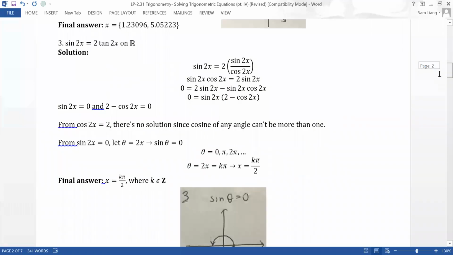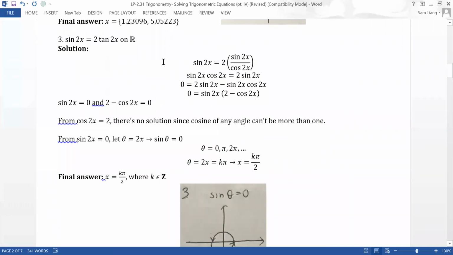Question 3, we had sine 2x equals 2 tan 2x. We're going to solve on R. So I'm going to change tan 2x to sine 2x over cosine 2x, right? Because tangent is sine over cosine. Don't be thrown off by the 2x. You can still do this, right? So tangent of whatever angle, you can split that up into the sine of that angle divided by the cosine of the angle. Okay.